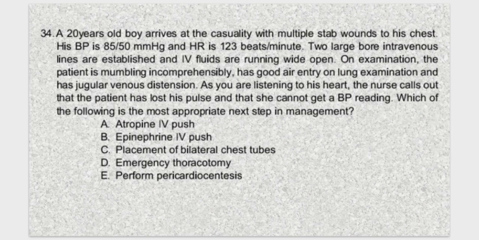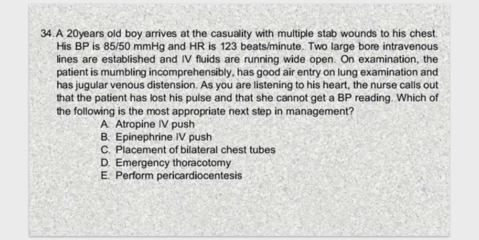Question number 34. A 20-year-old boy arrived at casualty with multiple stab wounds on his chest. His blood pressure is 85/50 mmHg, that is hypotension, and heart rate is 123 beats per minute. Two large bore intravenous lines are established and IV fluids are running wide open. On examination, the patient is mumbling incomprehensibly, has good air entry on lung examination, and has jugular venous distension.